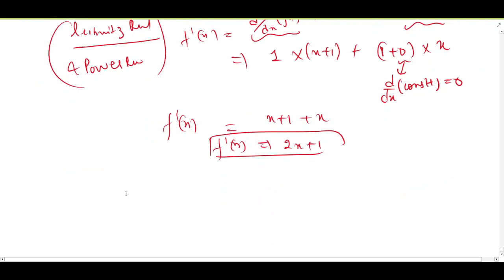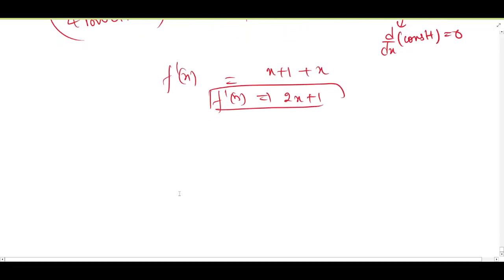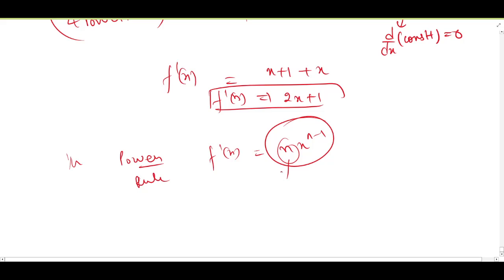Also, in power rule, that is f dash x is equal to n x to the power n minus 1. So where n can take any value, n belongs to a real number.